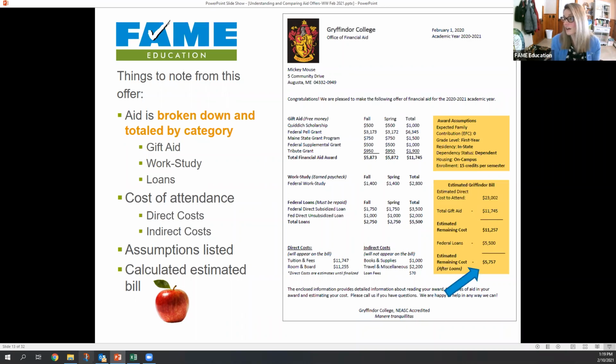Then they also calculated the bills. They're like, here's the direct cost, the stuff you get billed for. Here, we're going to subtract out all that free money because we know you want that. You're going to take that. And then here's what's left. And then if you borrowed those federal loans, what would you be looking at? So this one has clearly spread out all of the different options and separated out the types of aid.